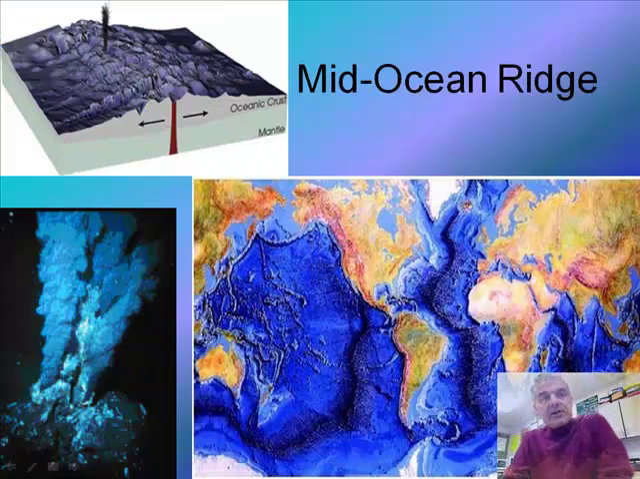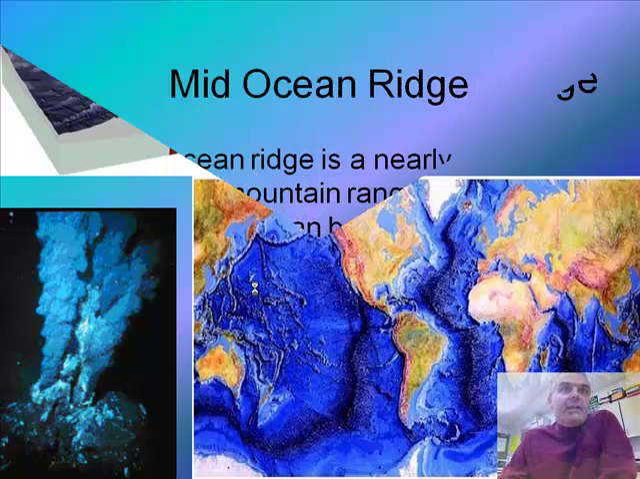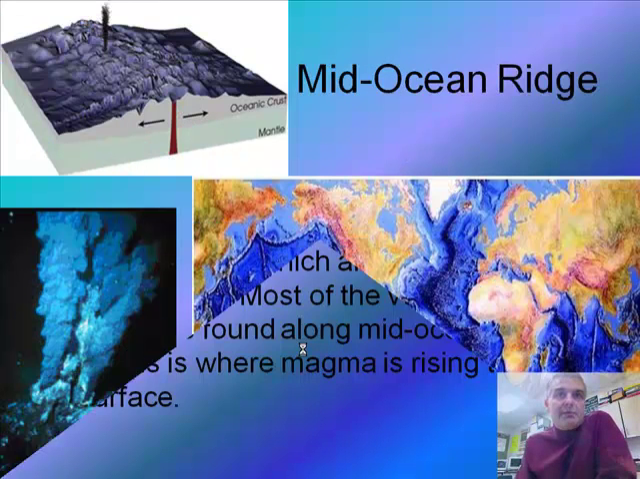I don't care. So the first thing I want to talk about is something called a mid-ocean ridge. Now, a mid-ocean ridge is easy to understand. It is a ridge in the middle of the ocean. The mid-ocean ridge is a nearly continuous mountain range in the ocean. Each ocean basin has its own ridge, most of which are near the middle of the basin. Most of the volcanoes on the Earth are found along mid-ocean ridges, and this is where magma is rising to the surface.